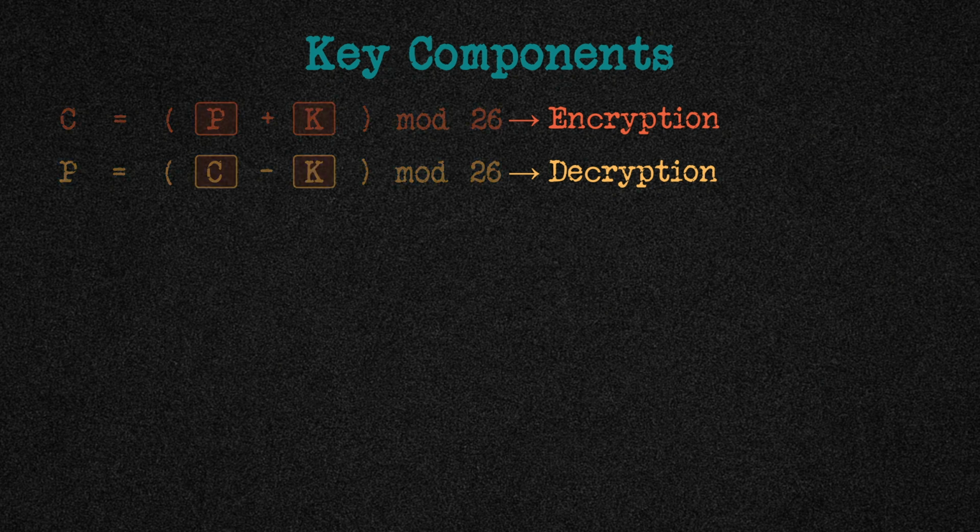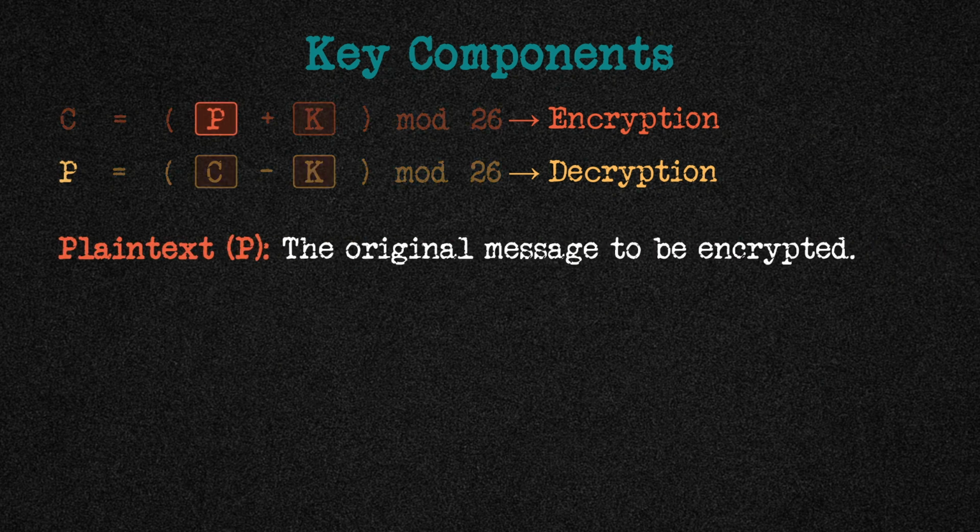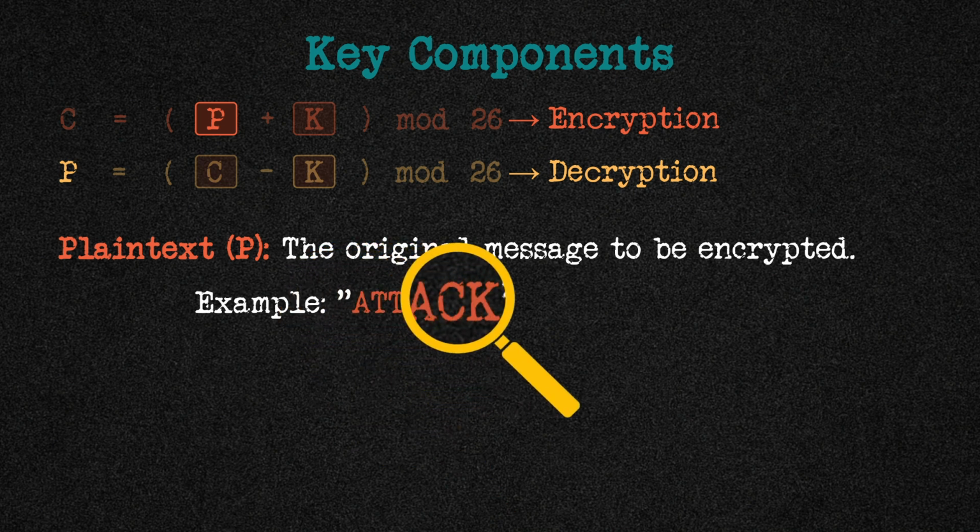First, we start with the plaintext, the original message you want to encrypt. For example, let's use the plaintext, attack. Anyone who sees attack understands its meaning. To make it unreadable, we use the cipher.